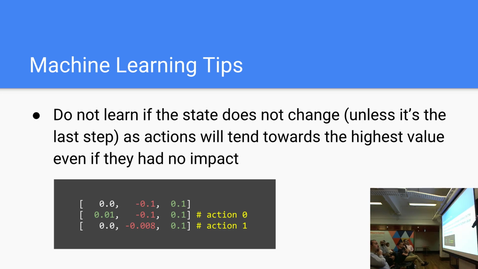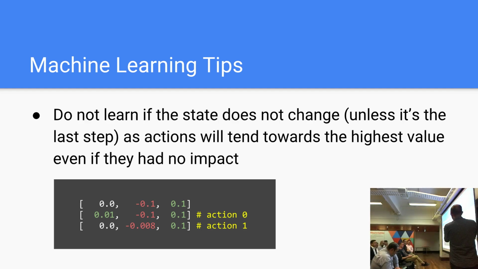This is another trick. When you simplify the state, you're going to have places where the state doesn't change. You took an action, and the state looks exactly the same. Maybe the time continued, but the state didn't change. Maybe you don't include the time in your state. So what you want to do is potentially don't learn from that action, because what it tends to do is take any values that are negative or 0 and bring them upwards to your highest value. Because in the case of Q tables, it learns from the maximum reward for that state.